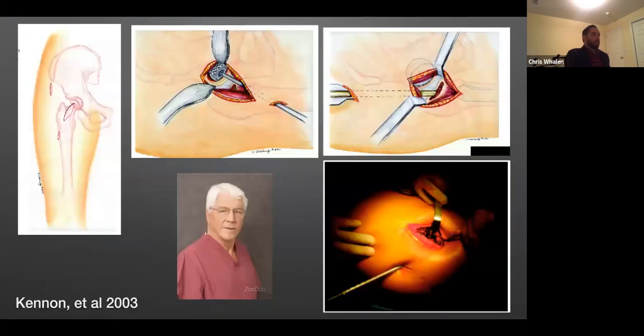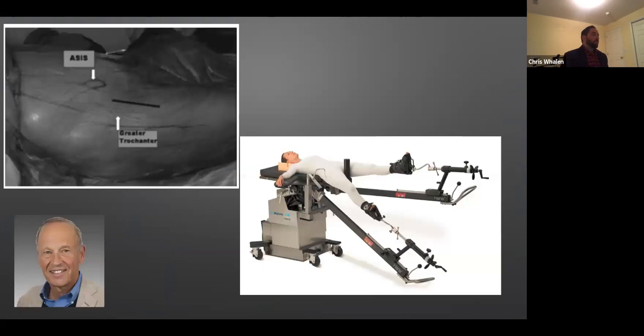So Keggi, this was his original paper. You could see he liked to use accessory incisions, and that allowed him to use the standard straight instruments that were already around. And he published in 2003 on his 20 years of doing this, 6,000 cases. At that time, he had a 1.8% dislocation rate. He did have a 5.7% fracture rate, so not insignificant.